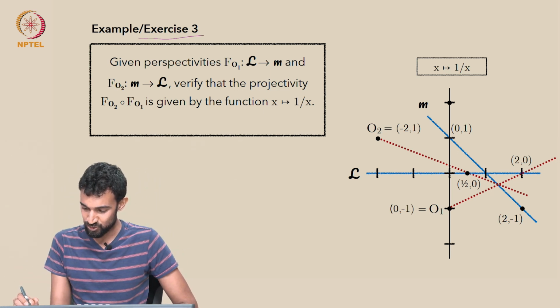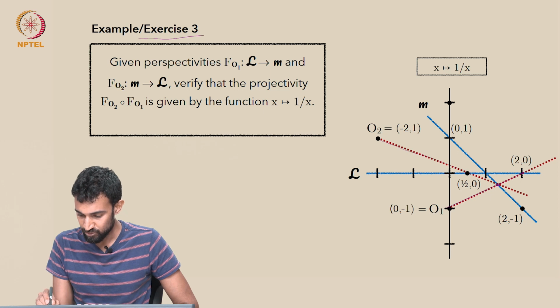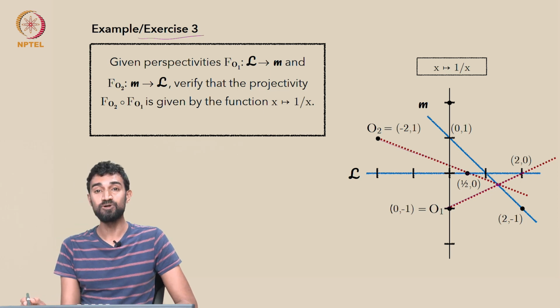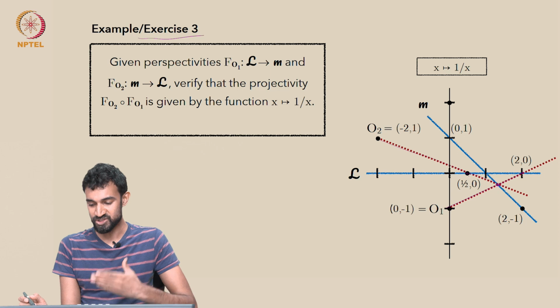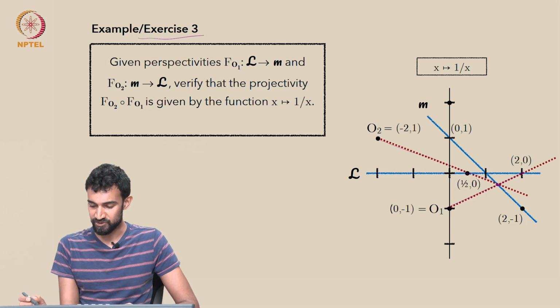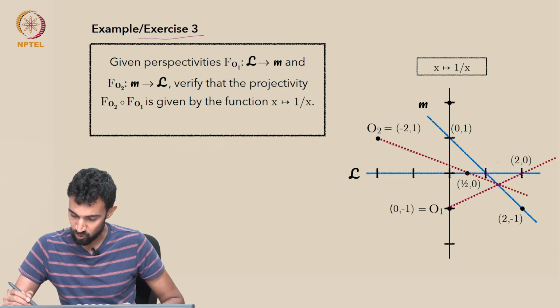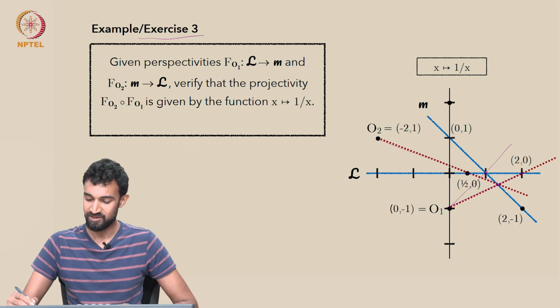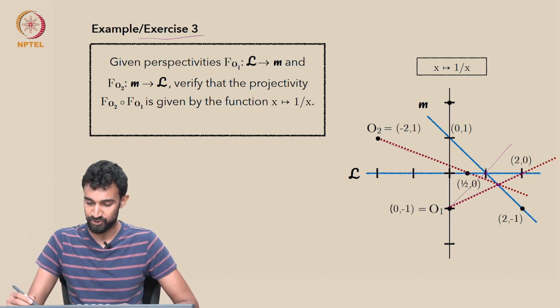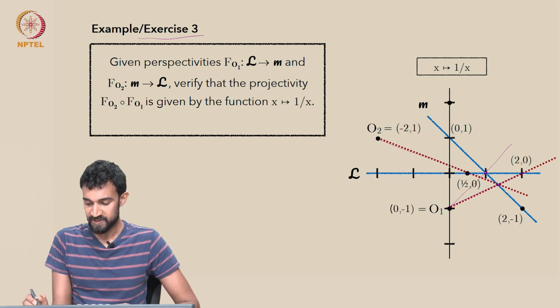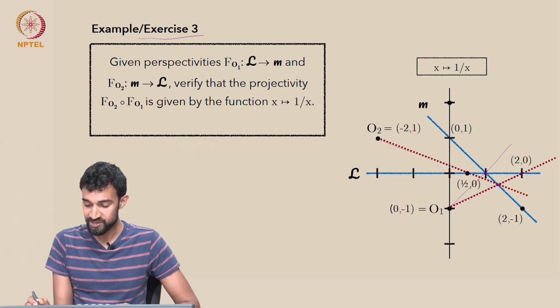2. Where does 2 go to? Well, O1 pulls it down to here, and O2 pulls it up to here, and 2 goes to 1/2. So 2 goes to 1 over 2. Similarly, let's see another example, 1. Well, the projectivity through O1 does nothing, because O1 is fixed. It's on both capital L and little m. Sorry, this point here is fixed. It's on the intersection. So the FO1 does nothing to it.